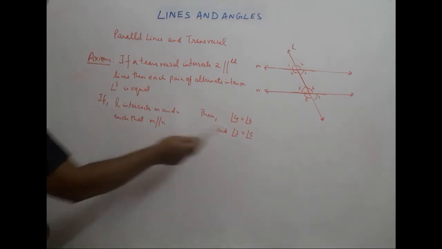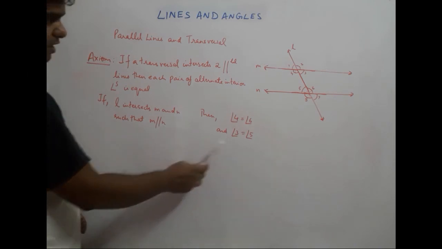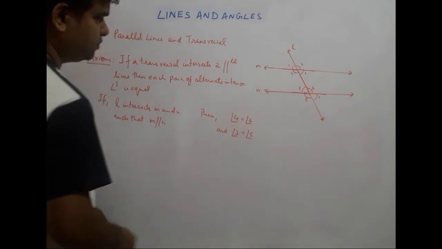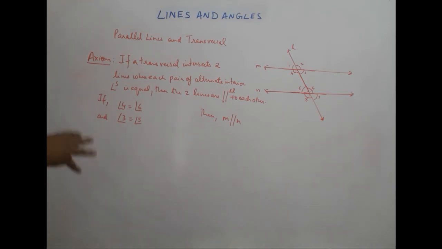So if L intersects M and N, and M is parallel to N, then 4 is equal to 6 and 3 is equal to 5. These are alternate interior angles. Next axiom says, if a transversal intersects two lines where each pair of alternate interior angles is equal, then the two lines are said to be parallel to each other. So this is the converse of the previous one.